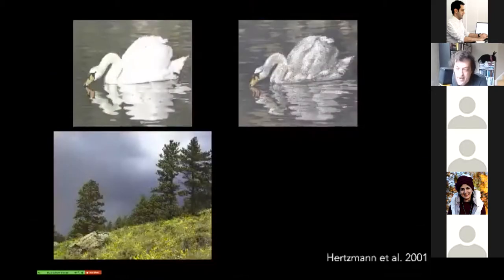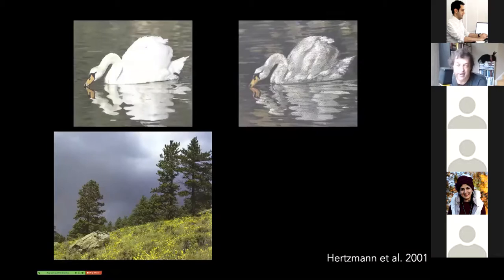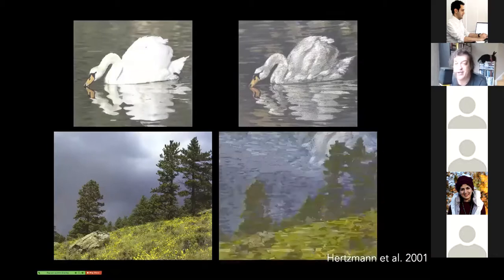Because of the difficulty in defining these rules, I also explored using data. So here's a method I developed in 2001 that can take a photograph and stylize it in the style of an example illustration. Here it's using the pastel drawing style in the upper right.